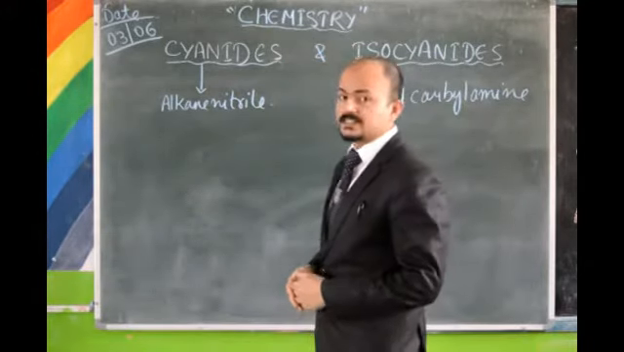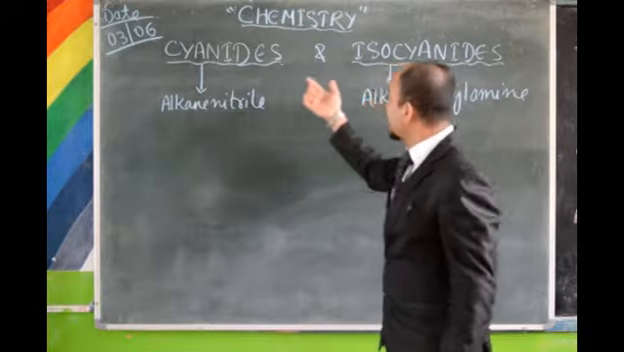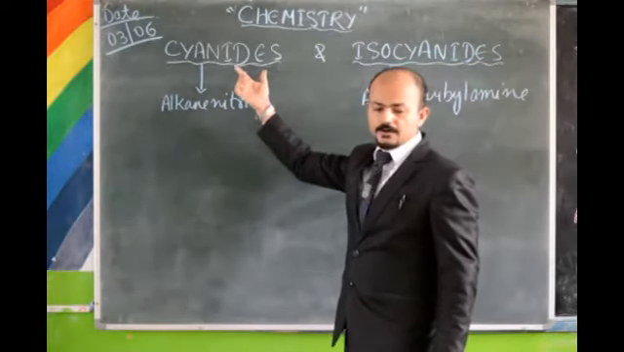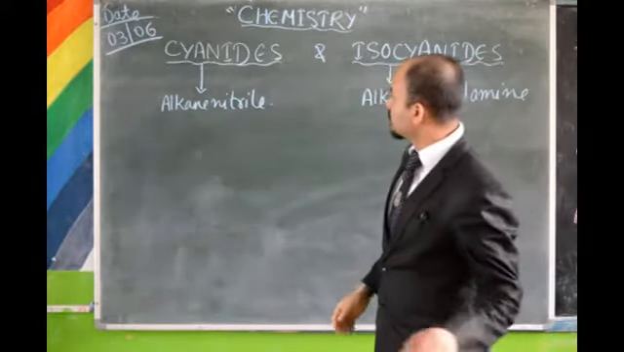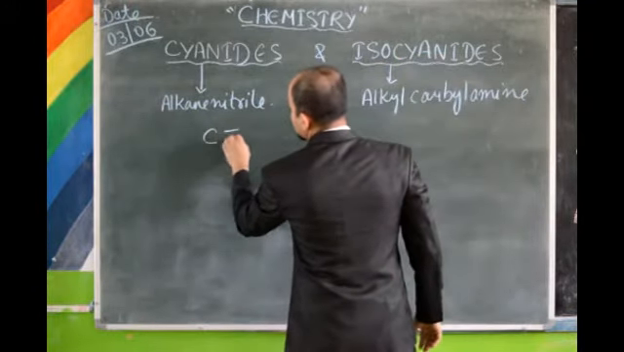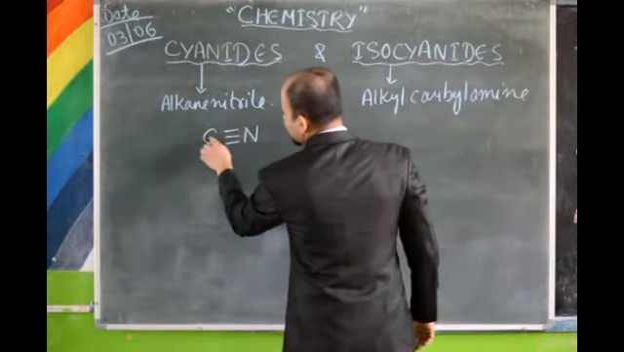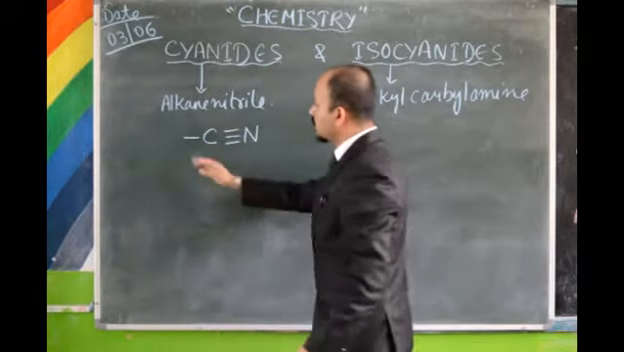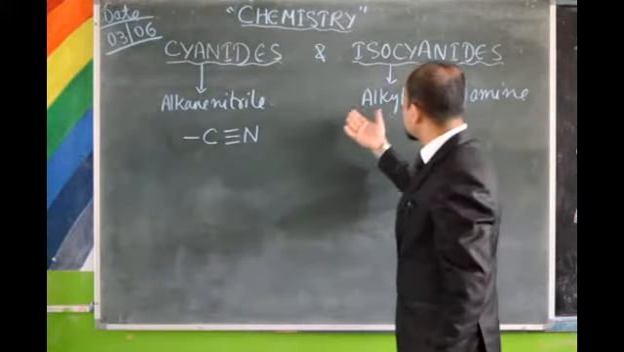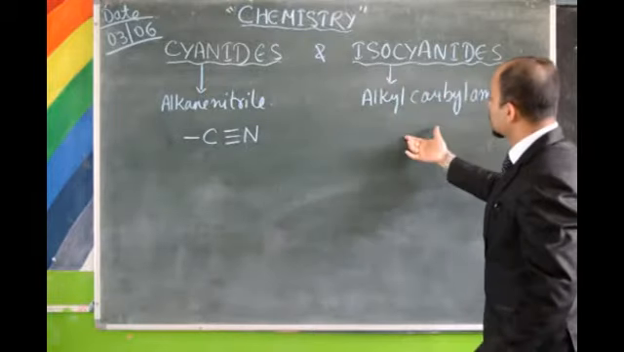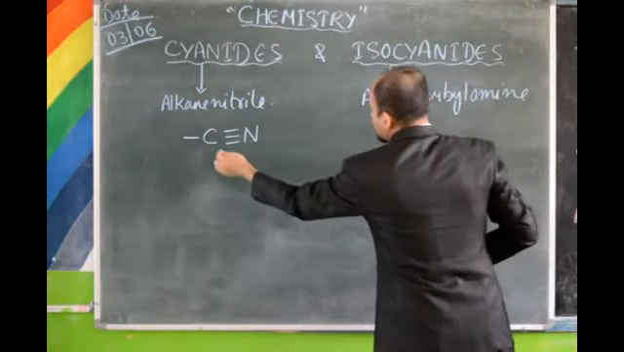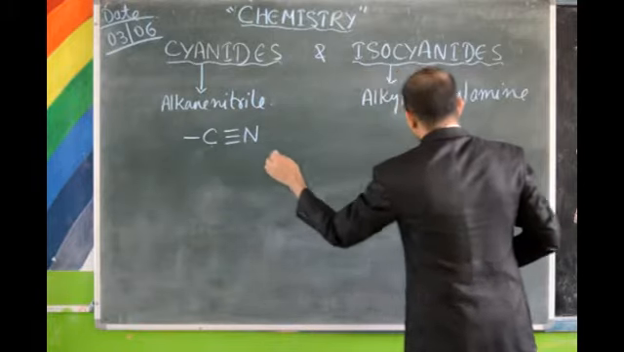Today we will be discussing cyanides and isocyanides. Cyanides are those compounds whose functional group is C triple bond N, and this carbon is attached to any alkyl group or the benzene ring. In the case of isocyanides, the atoms are carbon and nitrogen itself.